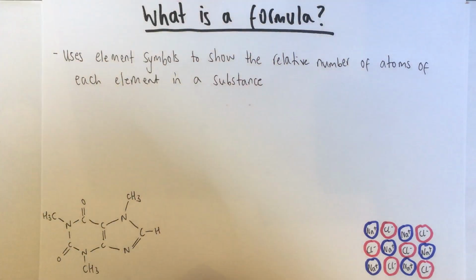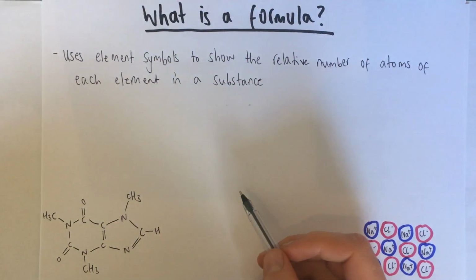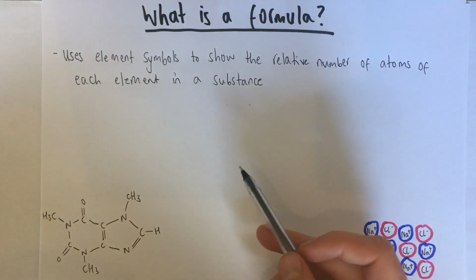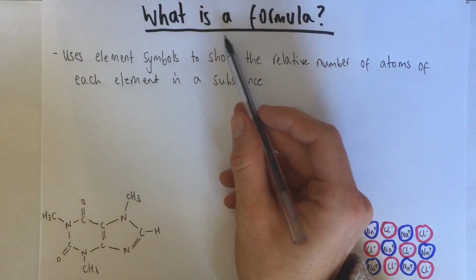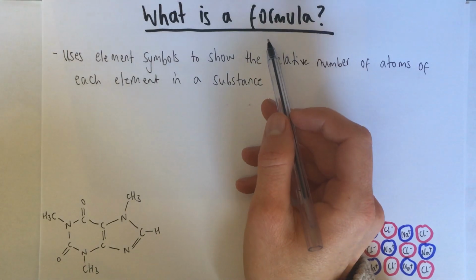Before we can make a balanced symbol equation, we need to be able to work out what the formula is for each different element or compound in the equation. So before we work out how to work out a formula, we need to be really clear on what a formula actually is and what it's showing.